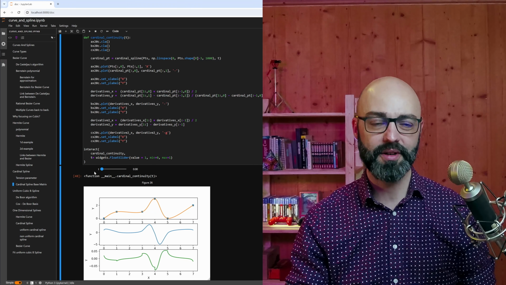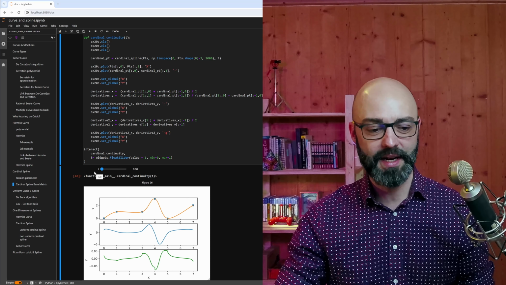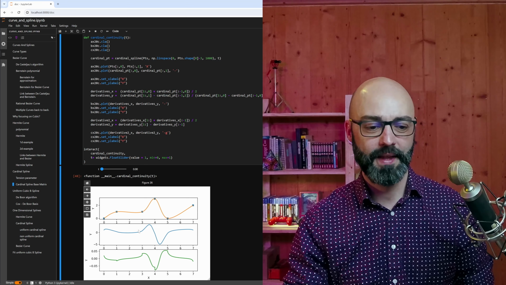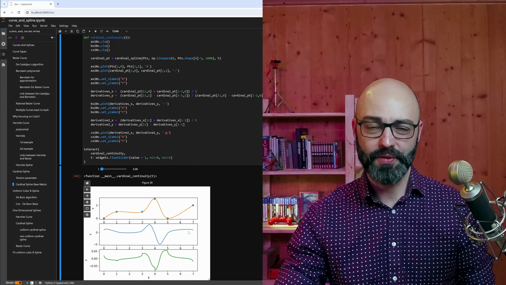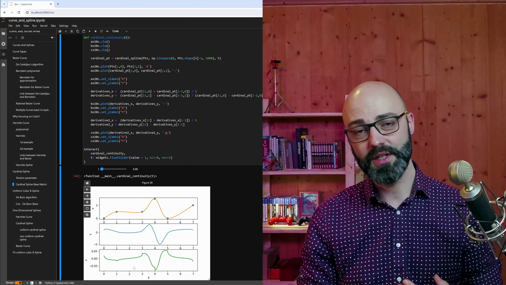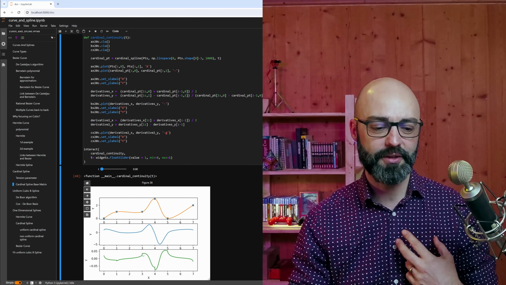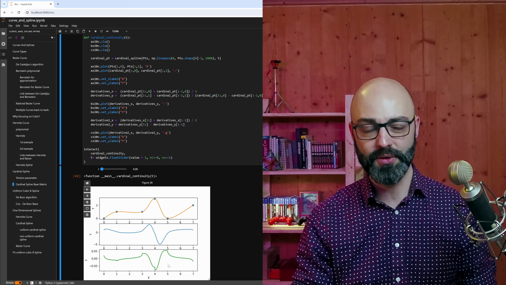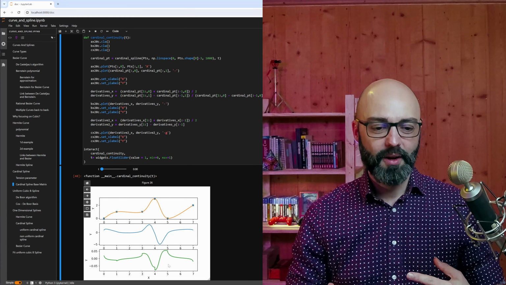If I go with a really smooth cardinal spline, you can see that I have my C1 continuity here. My derivative is actually a continuous function also. But if I try to get C2 continuity, which is the second derivative, you can see that I don't have continuity inside of my C2, my second derivative.